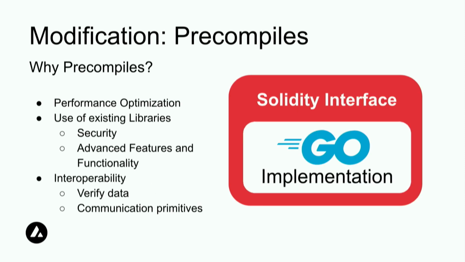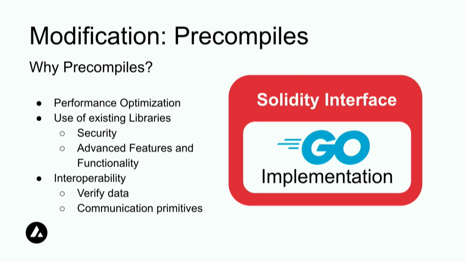So if we look at the different benefits of doing this, a lot of it has to do with performance. You can use existing libraries, which is really nice when you want to create specific things for, let's say, zero-knowledge proofs. You don't need to go and reinvent the wheel on Solidity, but you can just take what's already built in Go and implement it in your precompile. It will give you more security. You will have more advanced functionality, and it's going to be great.